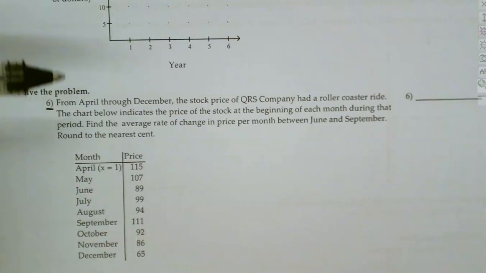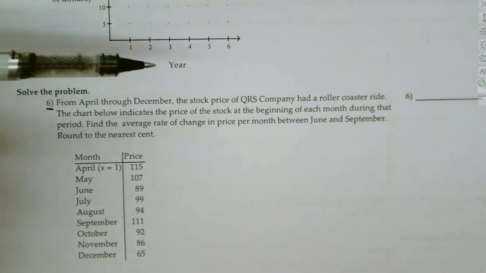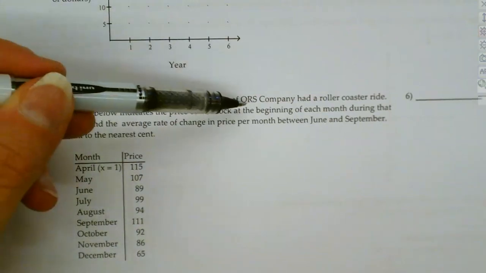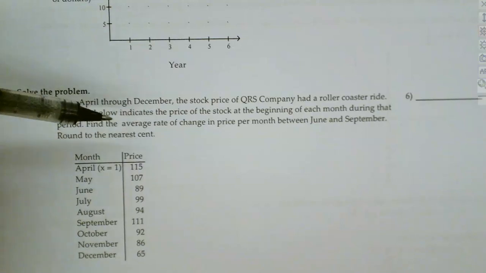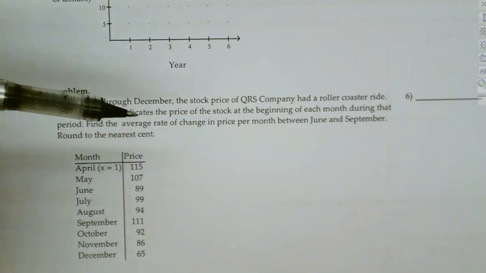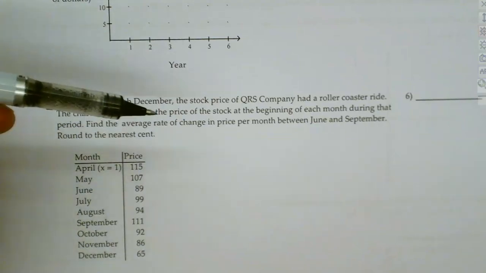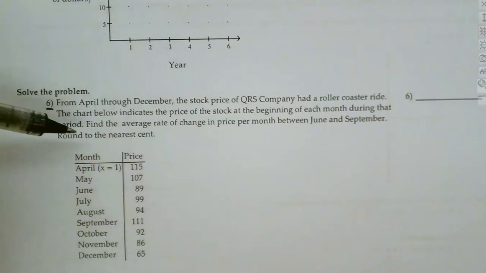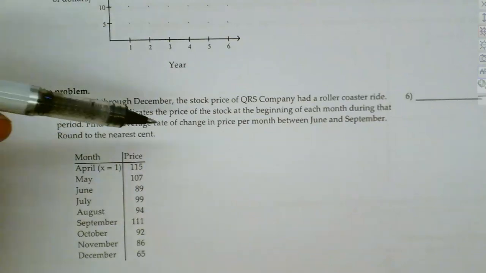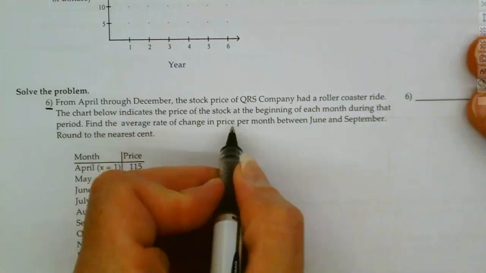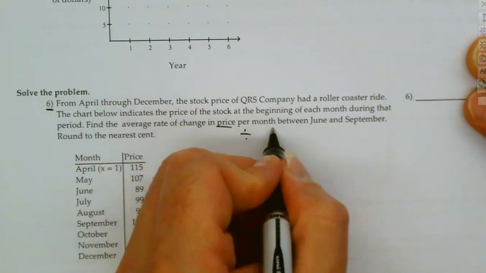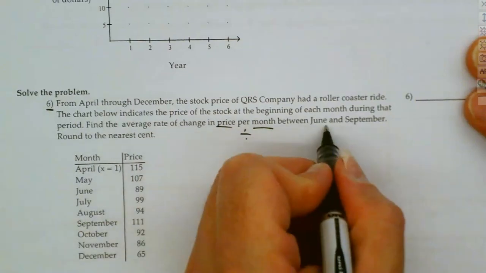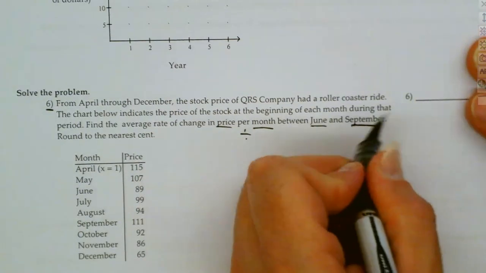From April through December, the stock price of QRS Company had a roller coaster ride. The chart below indicates the price of the stock at the beginning of each month during that period. Find the average rate of change in price per, now per means divide, month, from June to September.